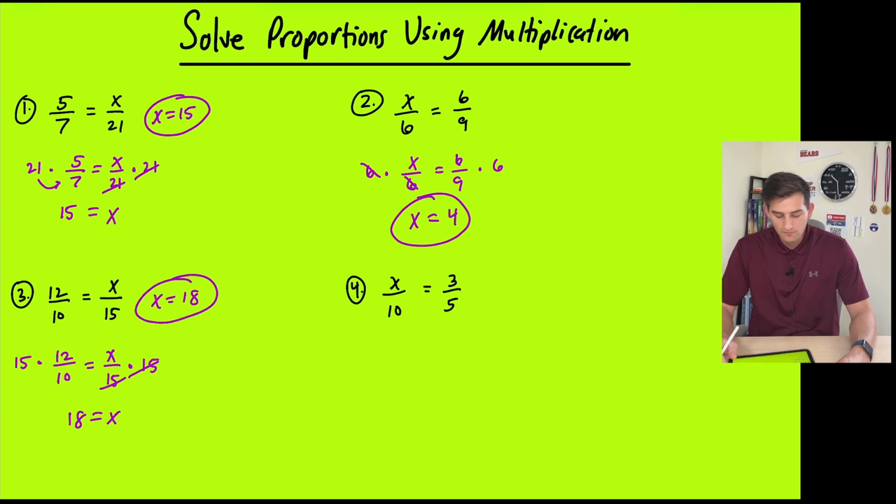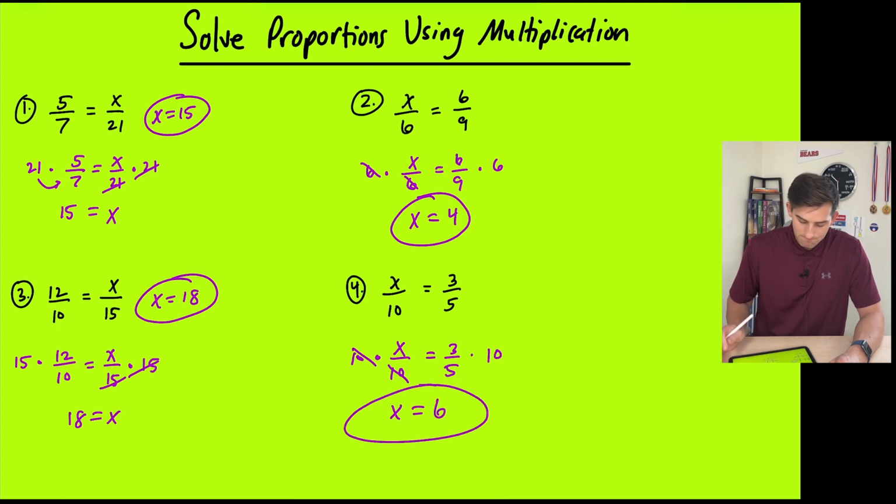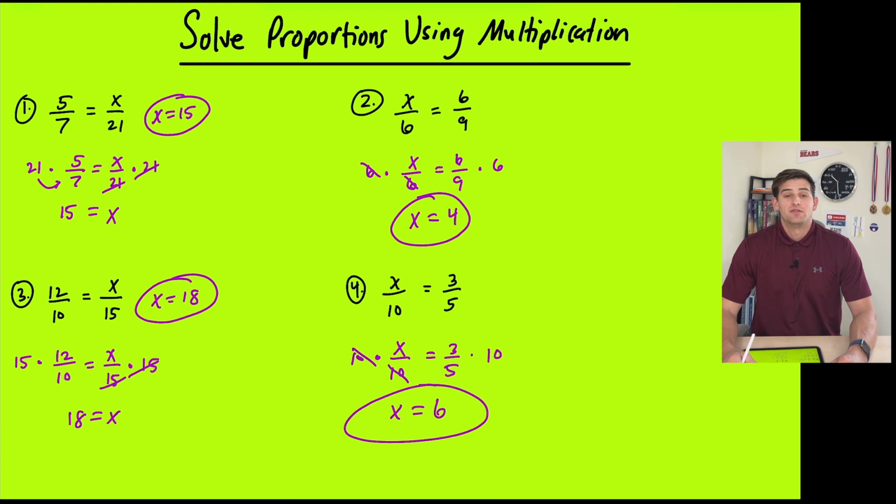So here we're going to say 18 is equal to x, or x is equal to 18. All right, in our fourth and final example, x over 10 is equal to 3 over 5. I'm going to rewrite my proportion: x over 10 is equal to 3 over 5, and I'm going to multiply both sides by 10. It's going to cancel out the 10 on the left side. And now we get x is equal to 3 times 10, which is 30, and 30 divided by 5 is 6. Okay, so that is how we can solve some proportions just by multiplying.